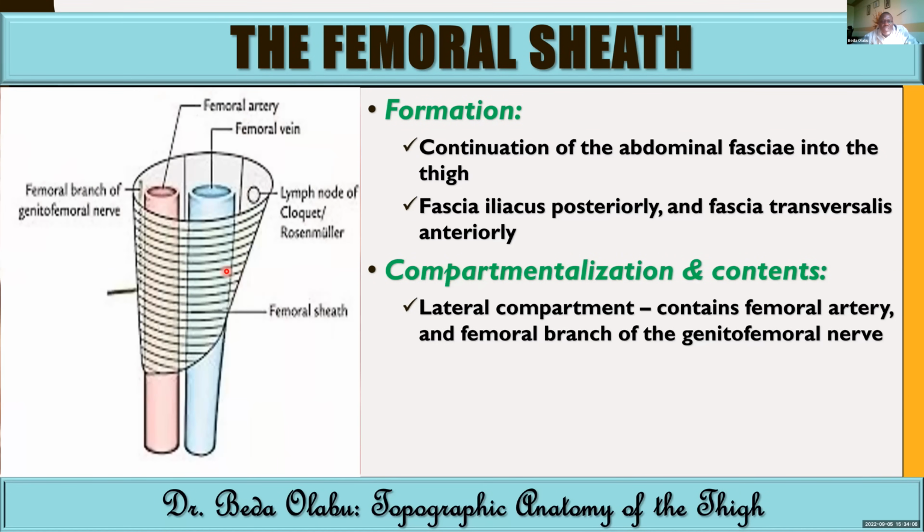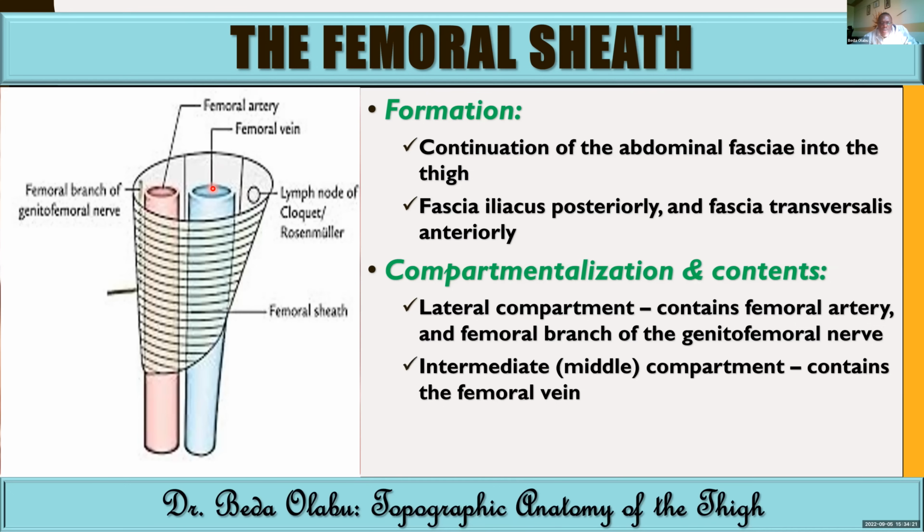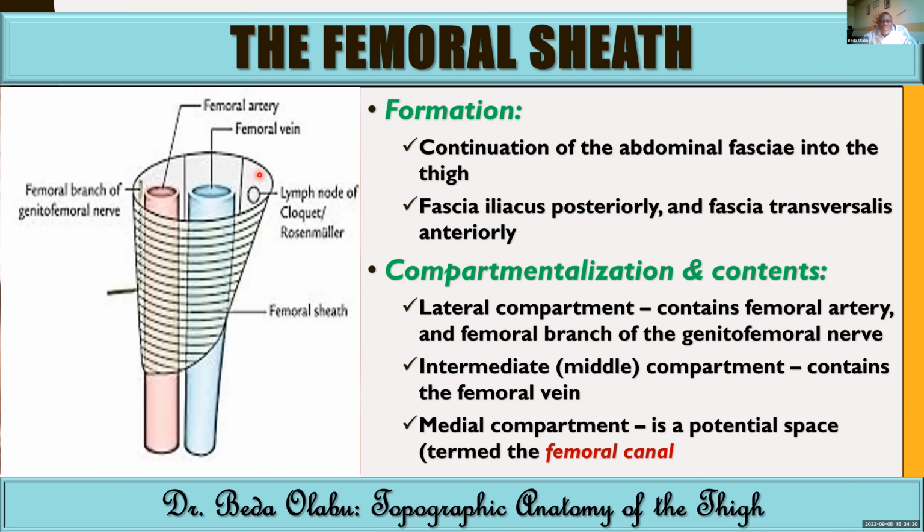Then you have the intermediate compartment. So this image shows you the lateral compartment with the two structures there, femoral artery and femoral branch of genitofemoral nerve. The intermediate compartment, this one, contains the femoral vein. Then we have this medial compartment of the femoral sheath. The medial compartment of the femoral sheath contains some loose connective tissue, and so it's just a potential space.